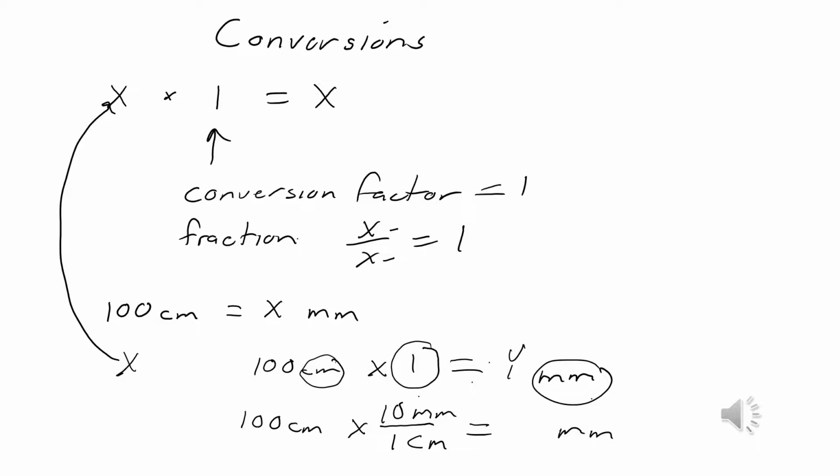Anything divided by itself is 1. So we're not violating any of our mathematics here. The centimeters cancel out, right? What are we left with? Millimeters, correct? 100 times 10 equals 1,000. That's what I'm looking for, okay? A lot of these will be straightforward. Some of them won't be. Let me give you an example.